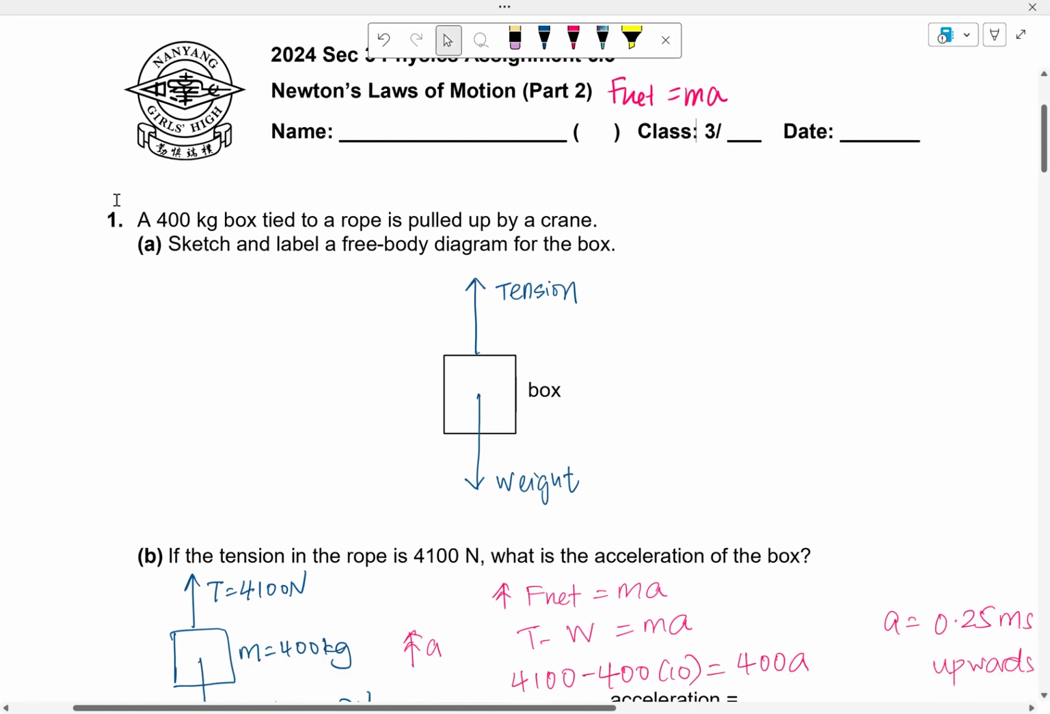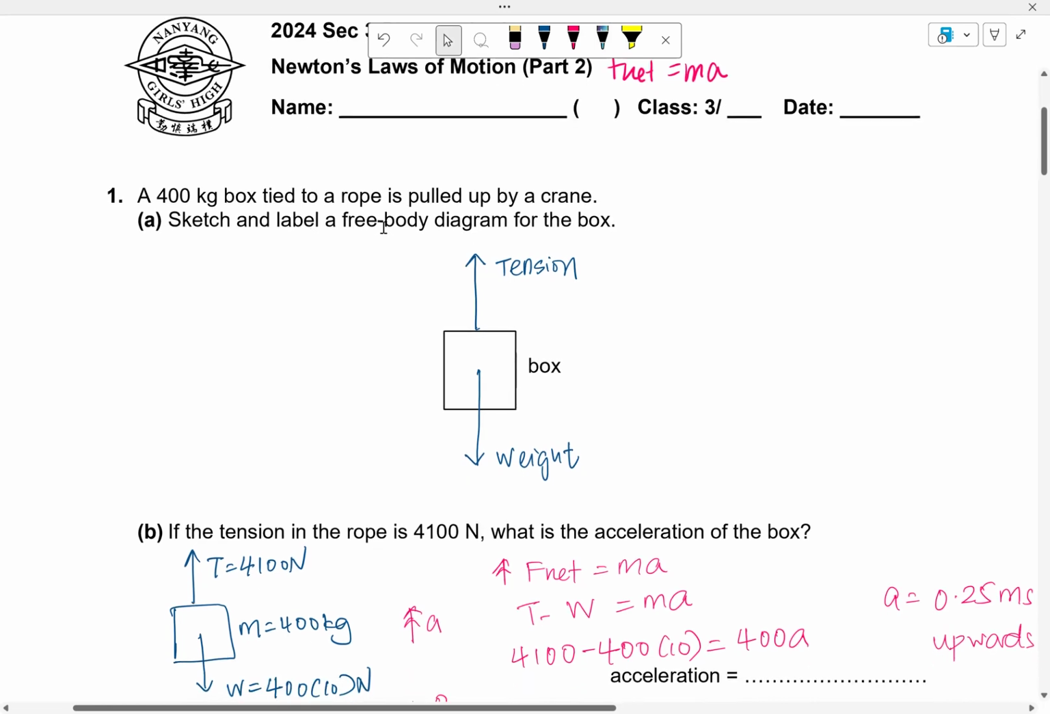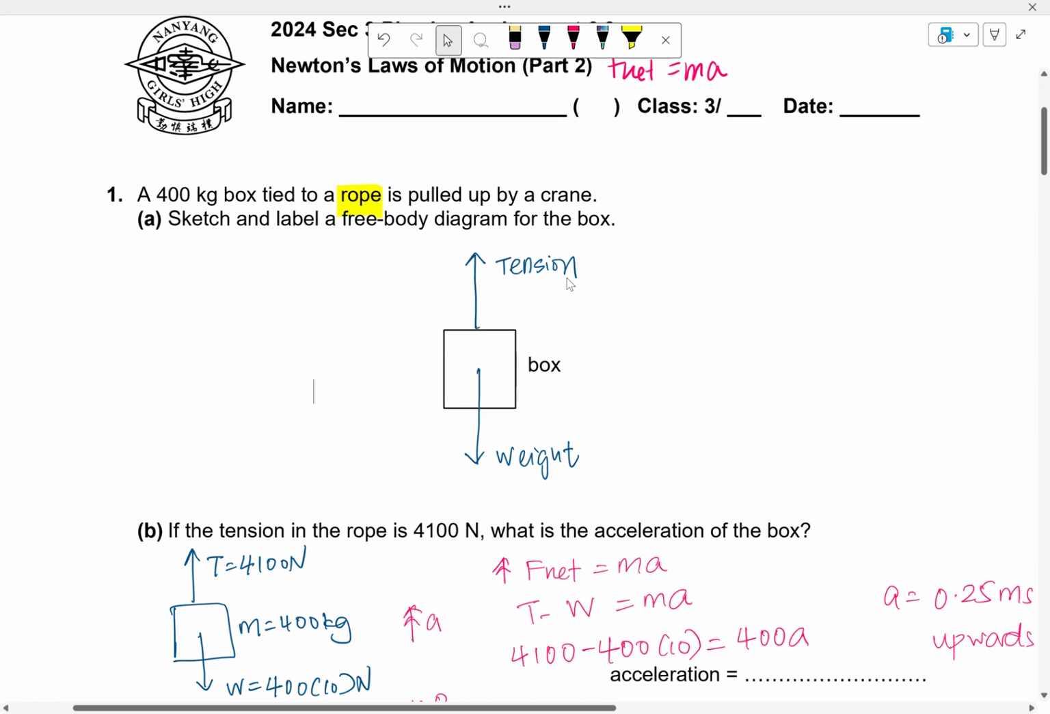Question 1 was really well done. You have a 400 kg box tied to a rope, and this rope is pulled up by a crane. For the free body diagram, there are only two forces acting on the box. One is, of course, the weight of the box, and the other is the tension due to the rope. If you want to write the longer name, it will be tension by the rope on the box. In this context, just stating tension would be enough.